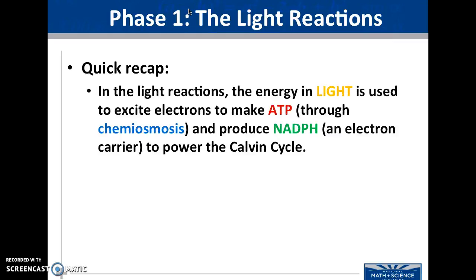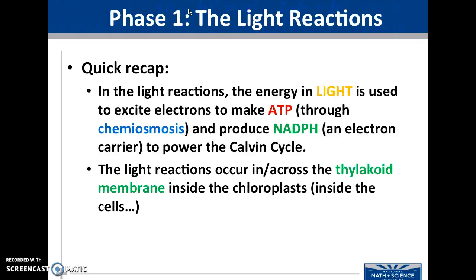Again, a quick recap. In the light reaction, the energy is light. It is used to excite electrons to make ATP. It also produces NADPH, and those 2 energy sources are going to power the Calvin cycle, which is the second step. The light reaction occurs in the thylakoid membrane, but it's all inside of the chloroplasts, which are inside of the cells, inside of the leaves.